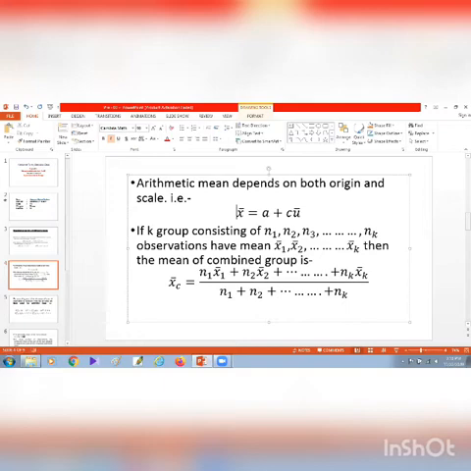Let us consider there is a group of observations and the number of values are n1, n2, n3 up to nk, and their arithmetic means are x1 bar, x2 bar up to xk bar. Then the combined mean will be x bar c equal to n1 x1 bar plus n2 x2 bar plus up to nk xk bar divided by the sum of all observations, that is n1 plus n2 plus up to nk.